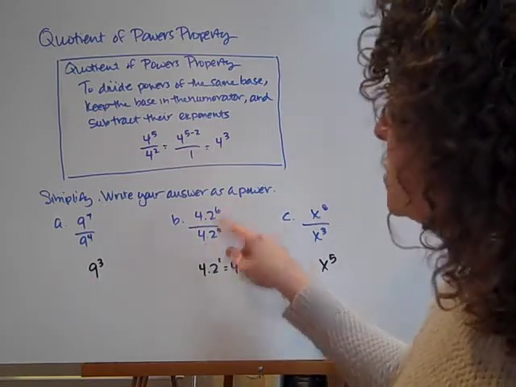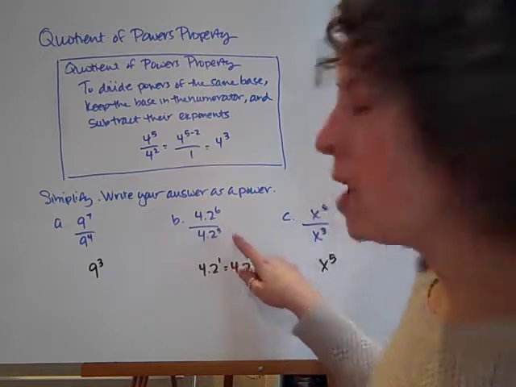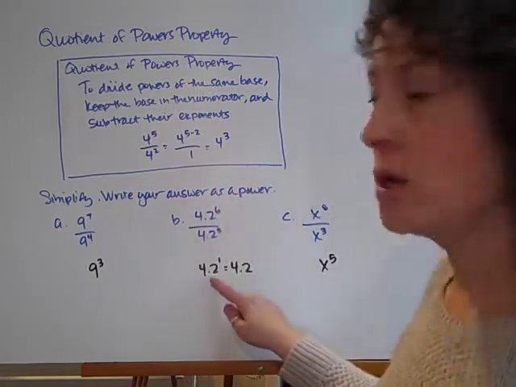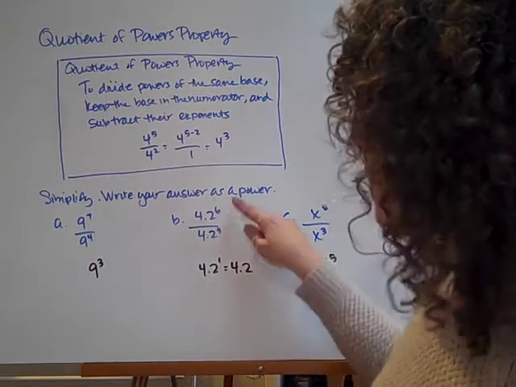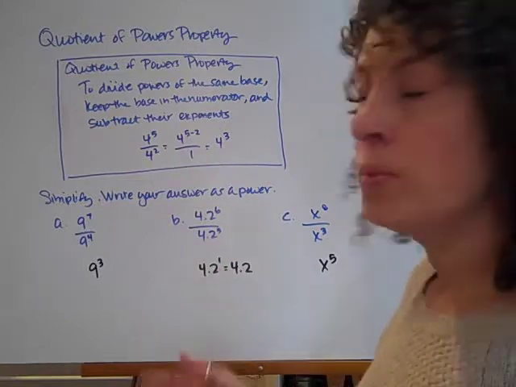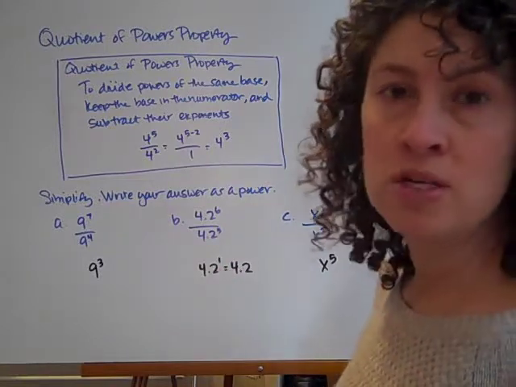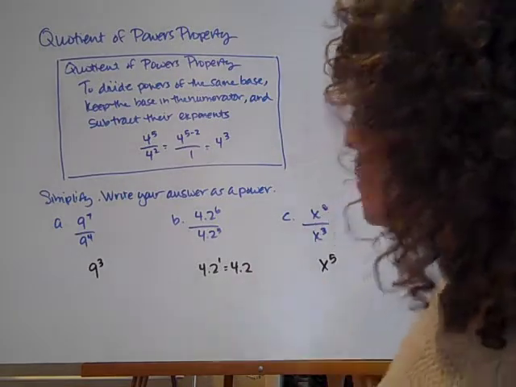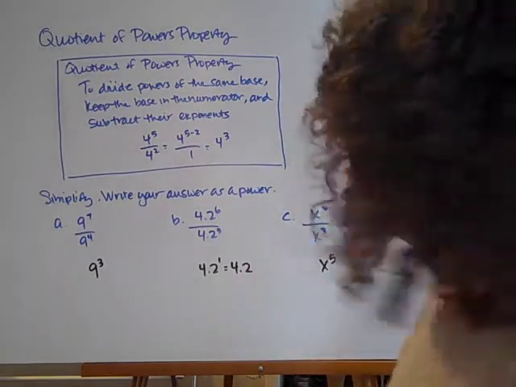Next, I have 4.2 to the 6th power over 4.2 to the 5th power. Again, these are the same base. So I'm going to keep that base in my numerator. This is over 1. And I'm going to subtract my exponent. 6 minus 5 gives me 1. 4.2 to the first power. We don't really need to write to the first power. Again, that's another case where the 1 we don't need to write. And I end up with 4.2, 4 and 2 tenths.